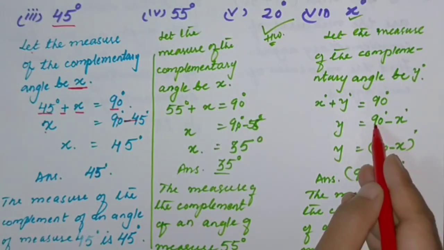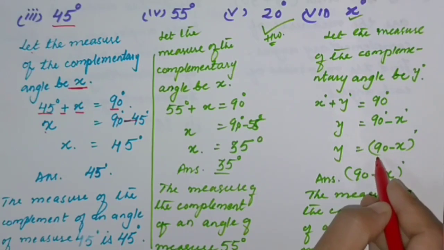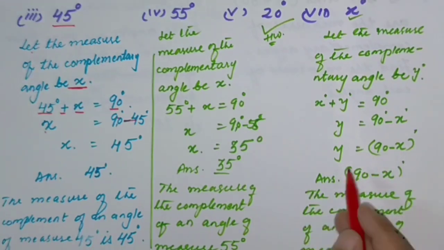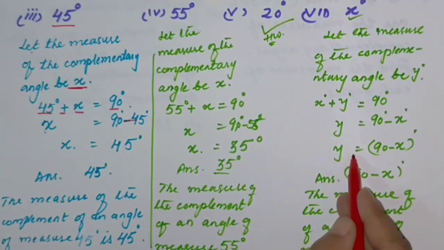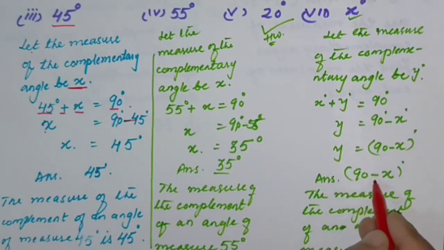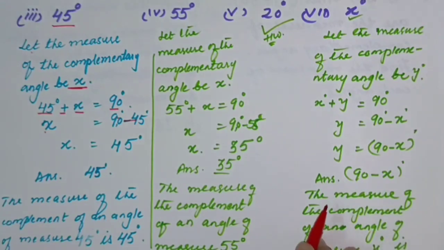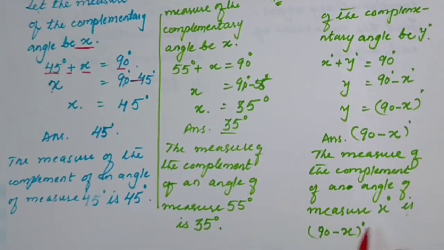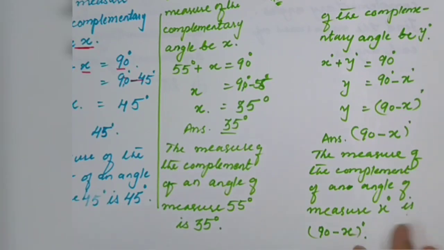Now we can't subtract x from 90, so let it be and we will write it like this only, means y is equal to 90 minus x degrees. Now the answer is the same, 90 minus x. Last statement is what? The measure of the complement of an angle of measure x degrees is 90 minus x degrees.